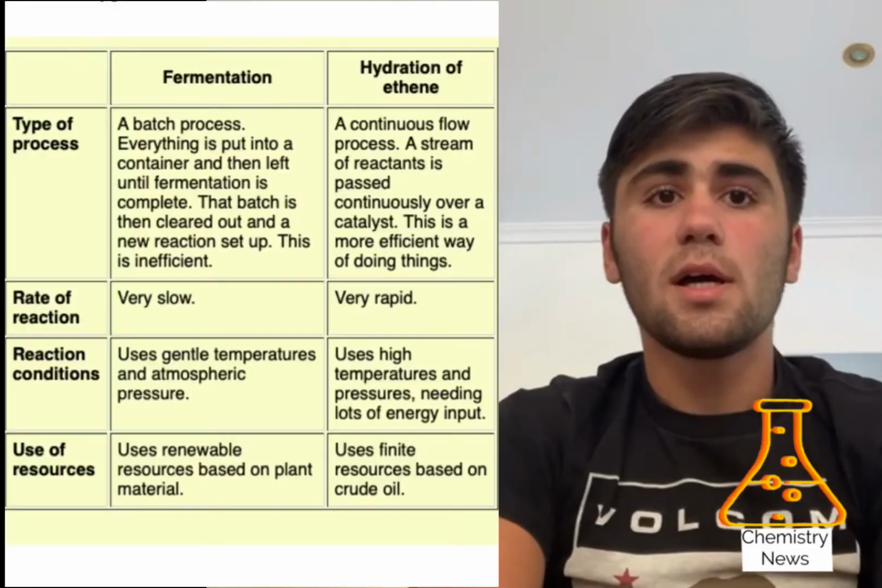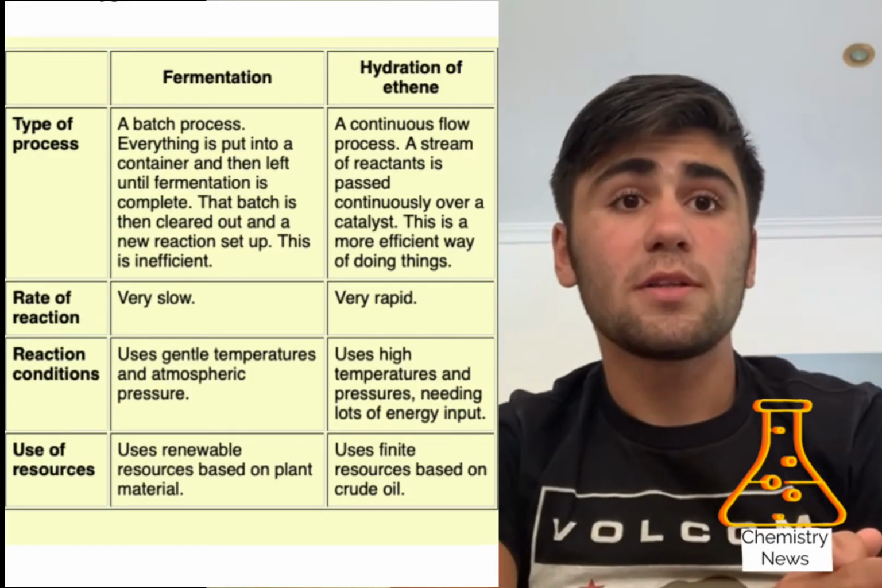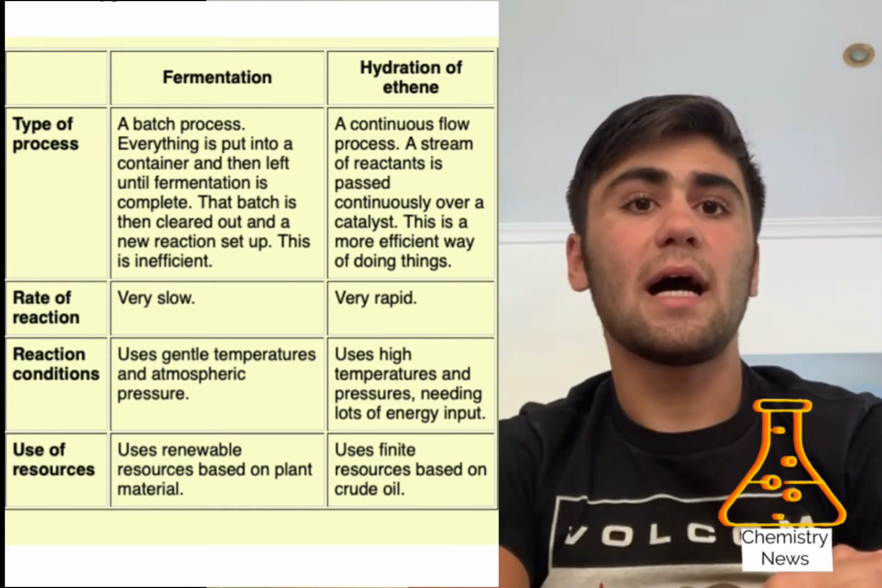It also takes place in some species of fish, most notably goldfish and carp, where along with lactic acid fermentation, it provides energy without oxygen where it's scarce. Ethanol fermentation has many uses, including the production of alcoholic beverages, as you just saw, the production of ethanol fuel, and bread baking. Now we are going to see a table that compares both fermentation and hydration of ethene. We will also talk about the production of ethanol in Argentina.